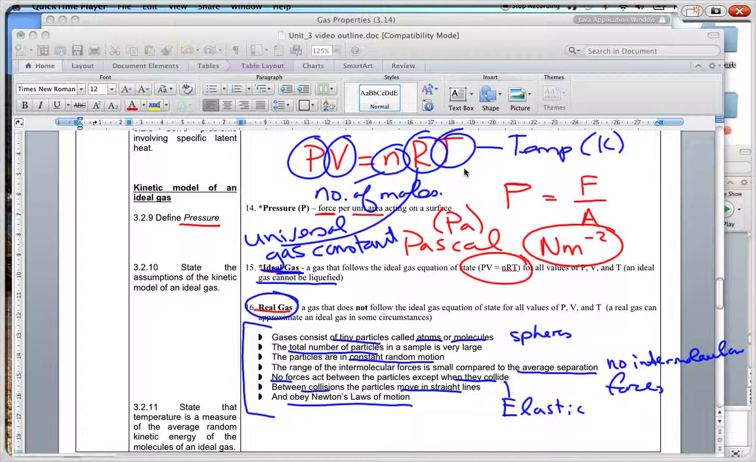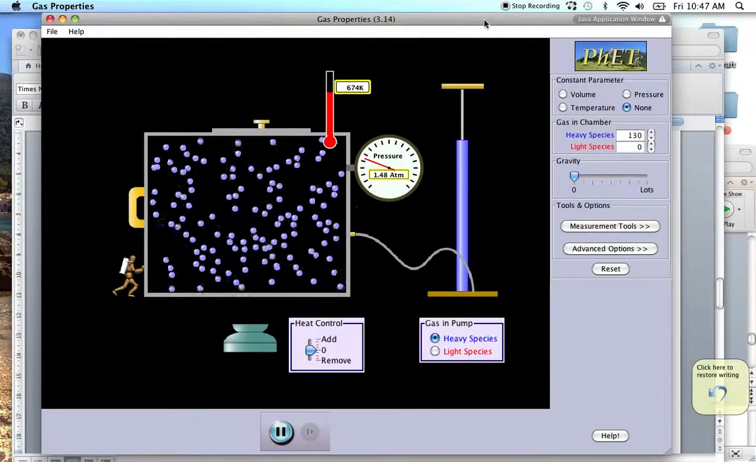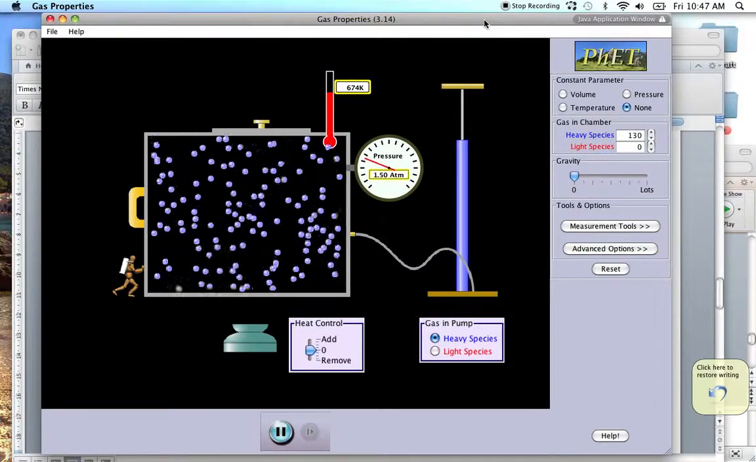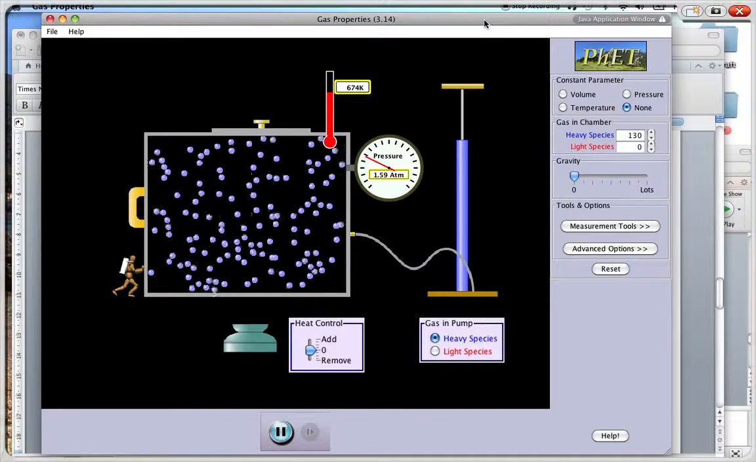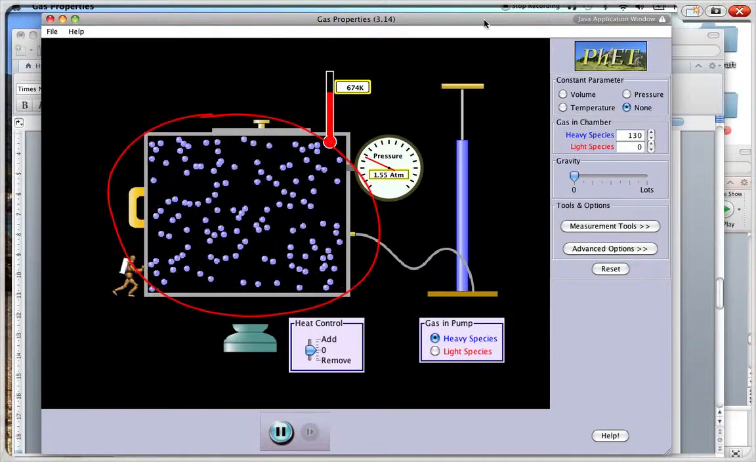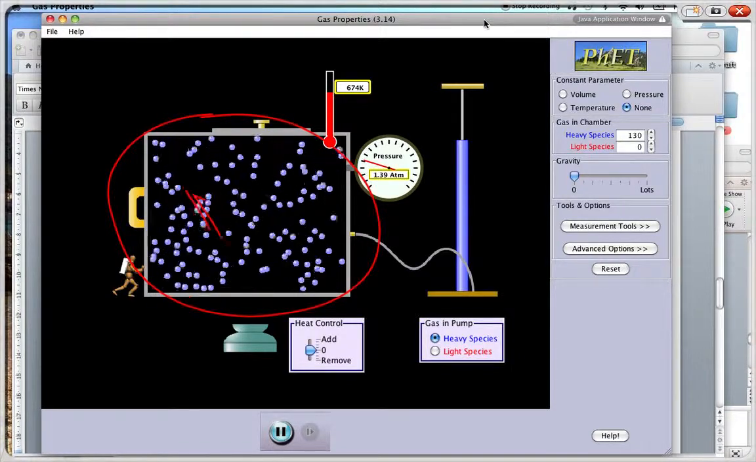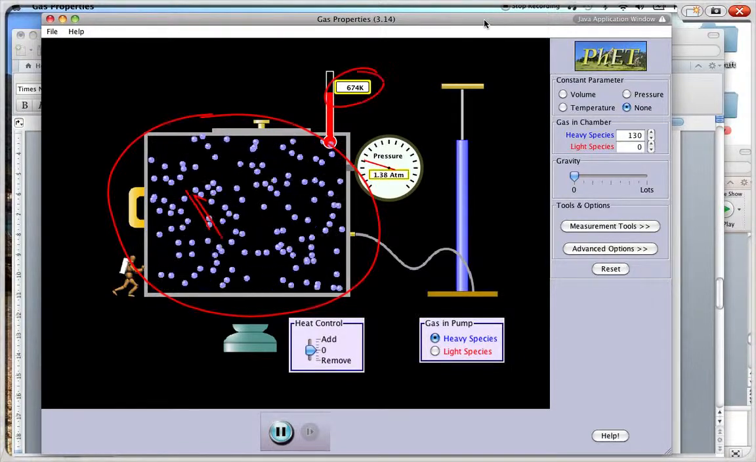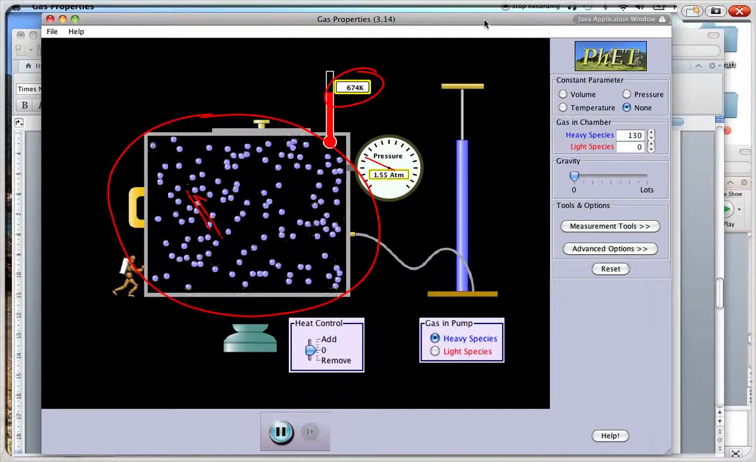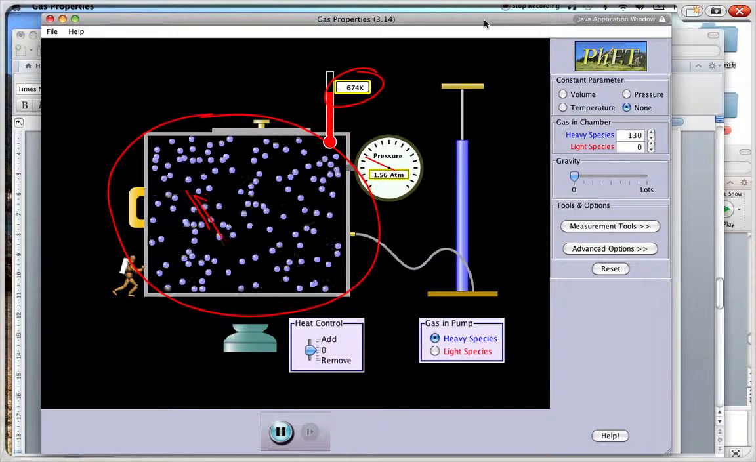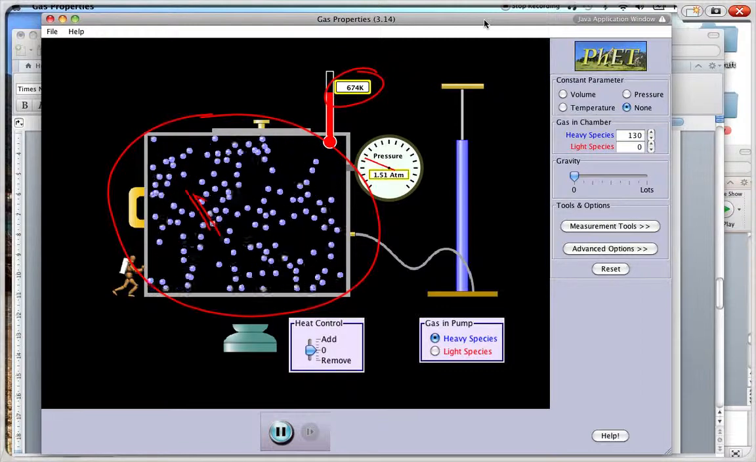Now let me just bring up this simulation that we've used before. This would be an idea of an ideal gas. As you can see, particles are moving all over here. They're moving to and fro, they're bumping into each other, but they are not losing energy. The temperature is not going down, the kinetic energy is remaining the same, the average kinetic energy is remaining the same.